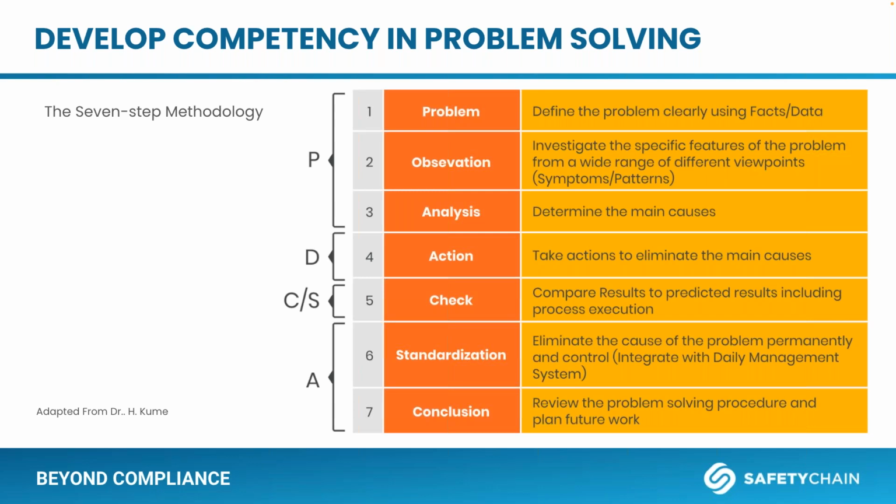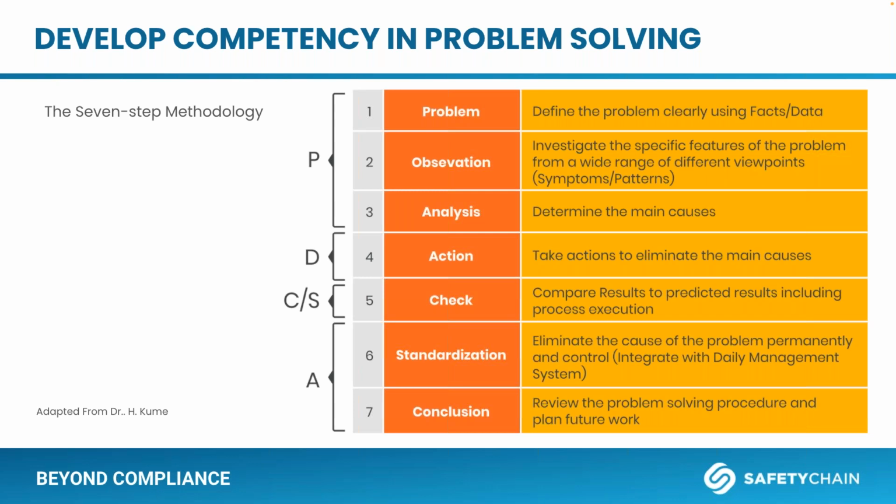7-step problem solving method. I talked about problem solving being a core competency. This is a classic scientific problem solving method adapted from Dr. Kume. So basically, define the problem using facts and data. The definition of a problem, or my working definition, is a fact or data-based gap between current performance and standard, or current performance and desired.